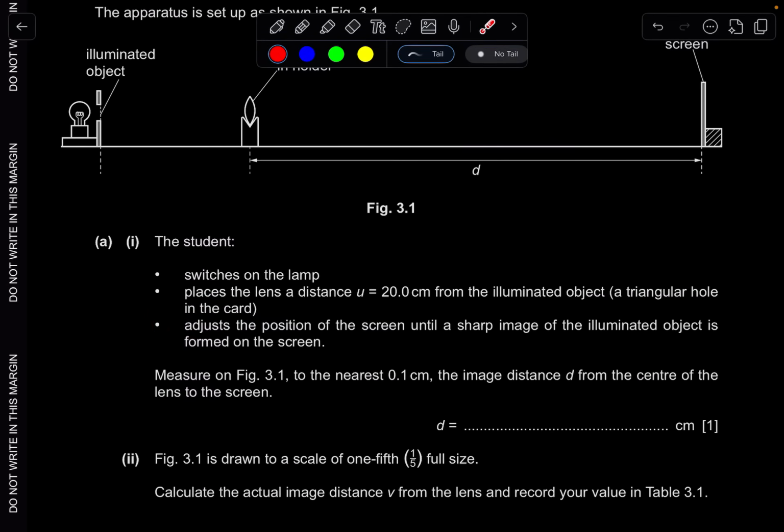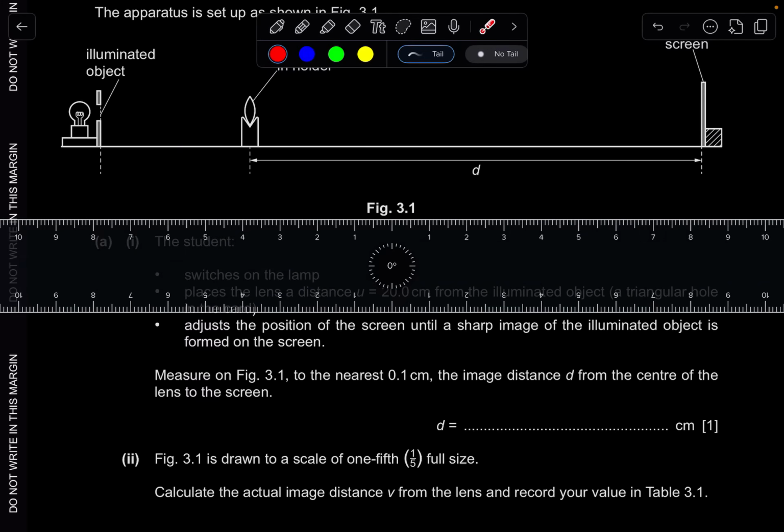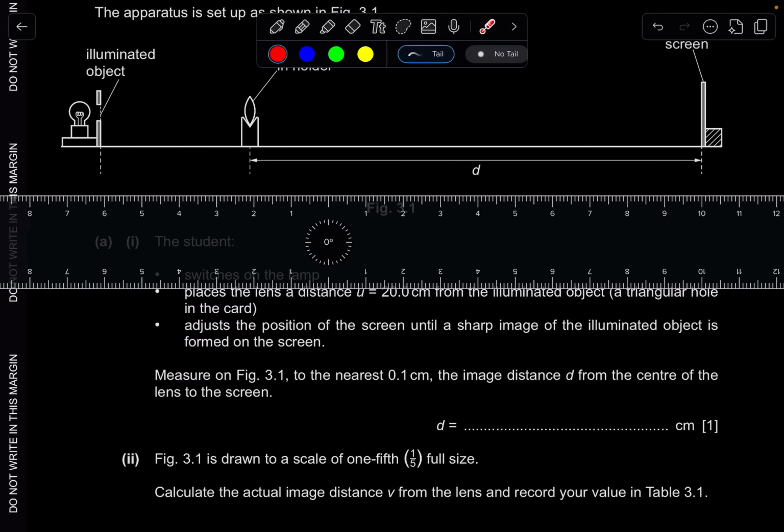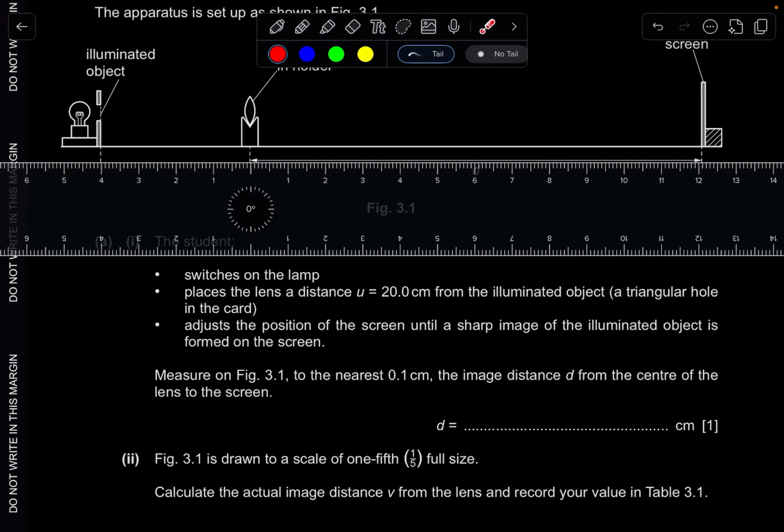And what they're asking is, measure from figure 3.1, to the nearest 0.1 centimeter, the image distance d from the center of the lens to the screen. Okay, so you just have to measure with the help of a scale. So here is a scale. Place the zero of the scale on one side, and it's 12 and one more point, so it's 12.1.